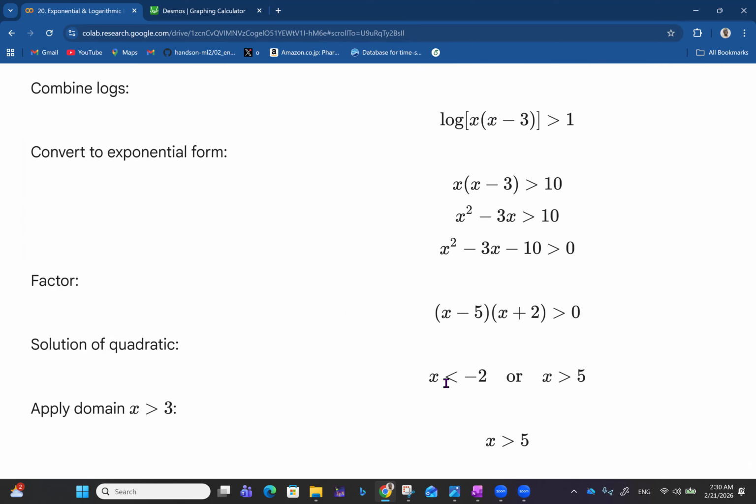I think there's something here. For us to get something greater than 0, both of them must be positive, or both of them have to be negative, right? So x minus 5 less than 0, we have x less than 5.